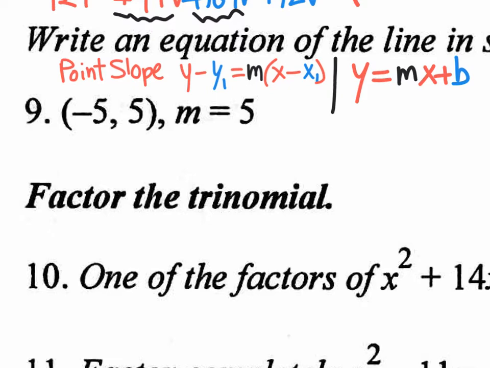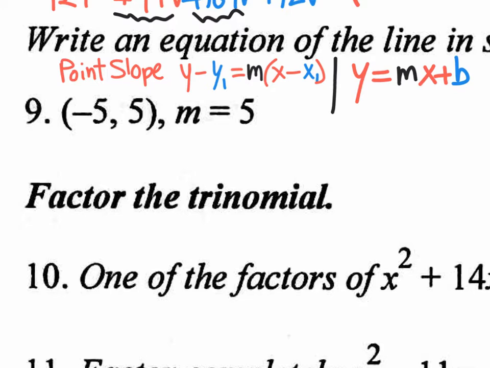Or another option is to plug in your x value of negative 5 right here, plug in your y value of 5 right here, plug in your m value of 5 right here. So you have a bunch of numbers except for b. So you solve for b and you'll have an answer for b, and then you could keep that answer for b and take the 5 and plug it in there, and you'll have your slope intercept form equation. It's up to you. Should I do both ways or should I only do one? Which way do you guys prefer?